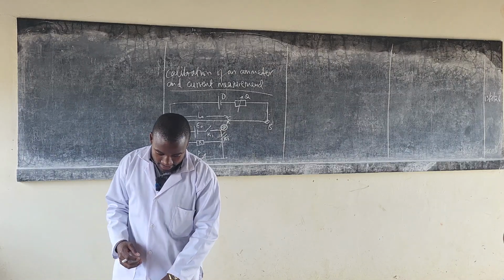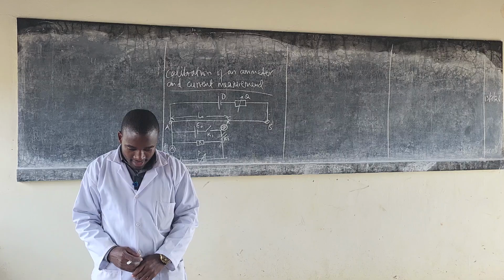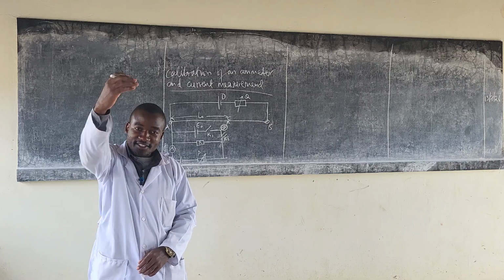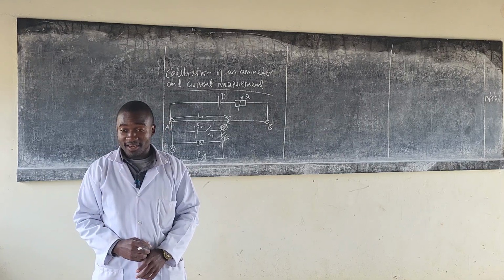So you can write and say, I am obstructing you. You go and sit behind and be observing from the camera.